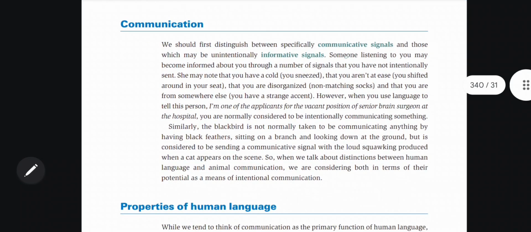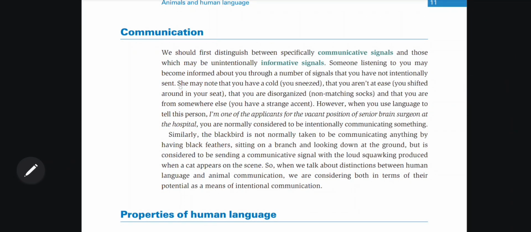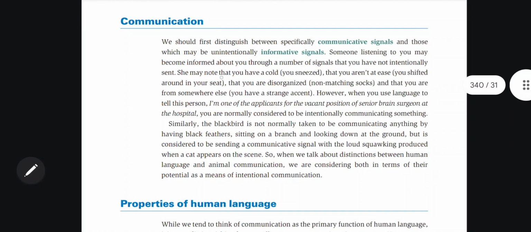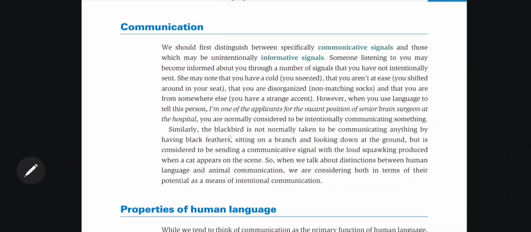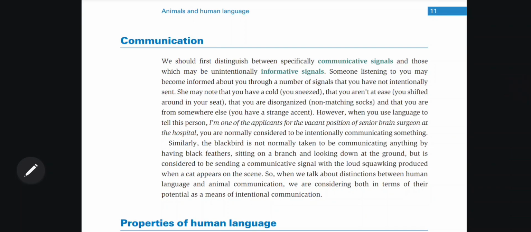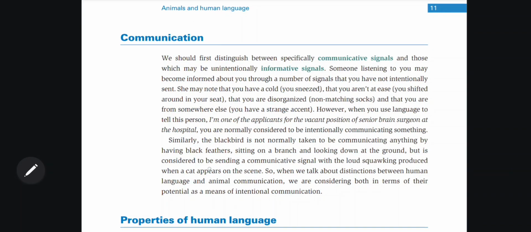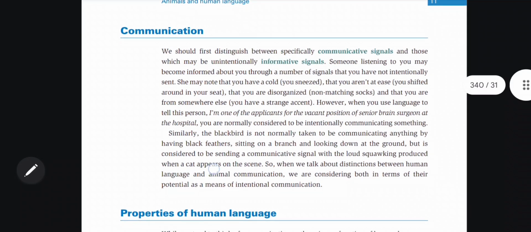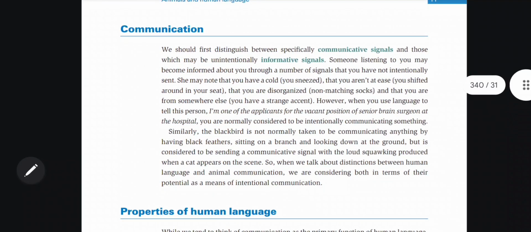Here, he's giving us some examples. Someone listening to you may become informed about you through a number of signals that you have. For example, she may note that you have a cold, you sneezed. Similarly, for the animals, the blackbird is not normally taken to be communicating anything by having black feathers, but is considered to be sending communicative signals with a loud squawking produced when a cat appears on the scene.